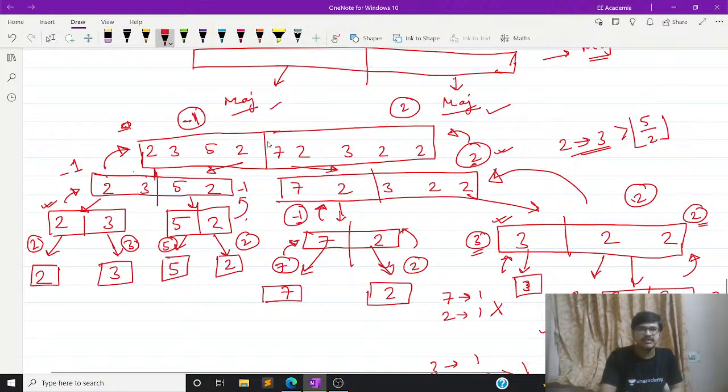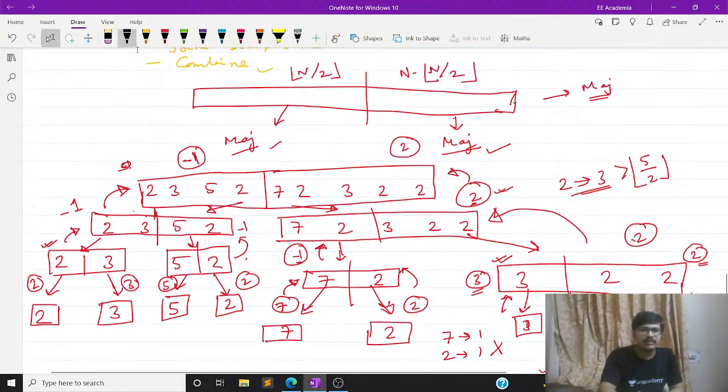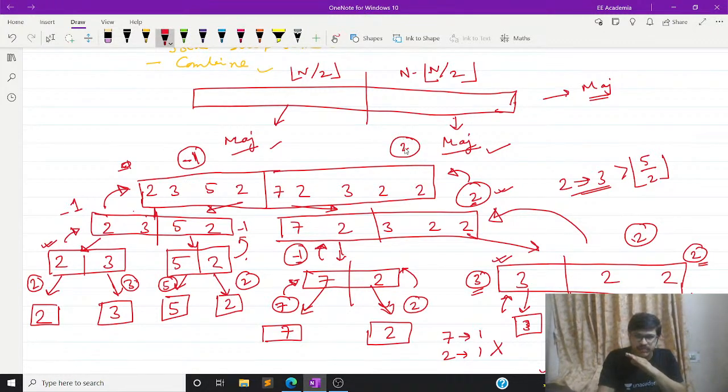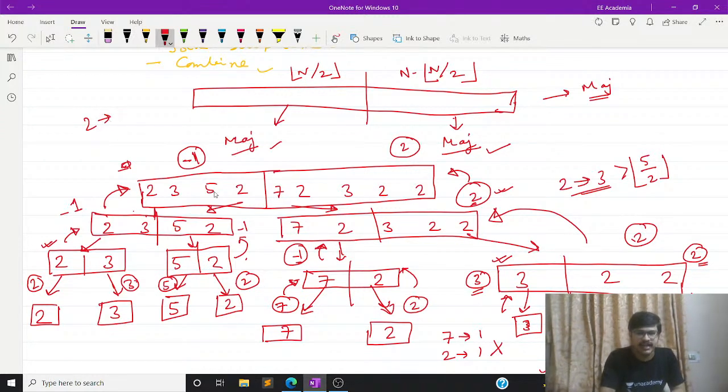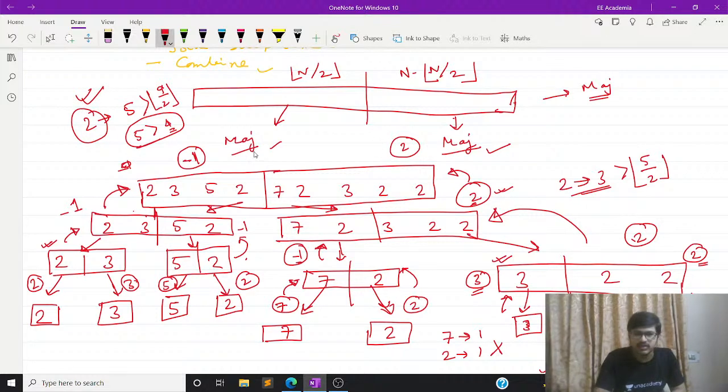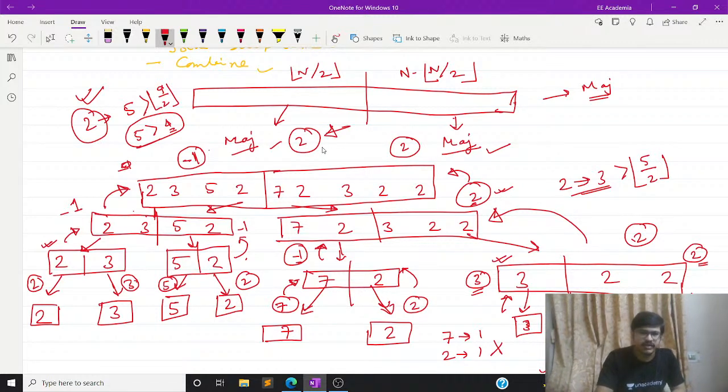If this is the case, what do you do? Now it is simple, right? You see that the left half has no majority element, but the right half has a majority element of 2. So I just want to verify if this element 2 is the majority element in this entire array or not. I will just count the frequency of 2 in this array. It is 1, 2, 3, 4, 5. So 5 is in fact greater than 9 by 2, half the size of the array. That means 5 is greater than 4. If that is the case, I can say that this 2 is in fact the majority element in this array. So combining this -1 and 2, I finally get that 2 is the majority element.